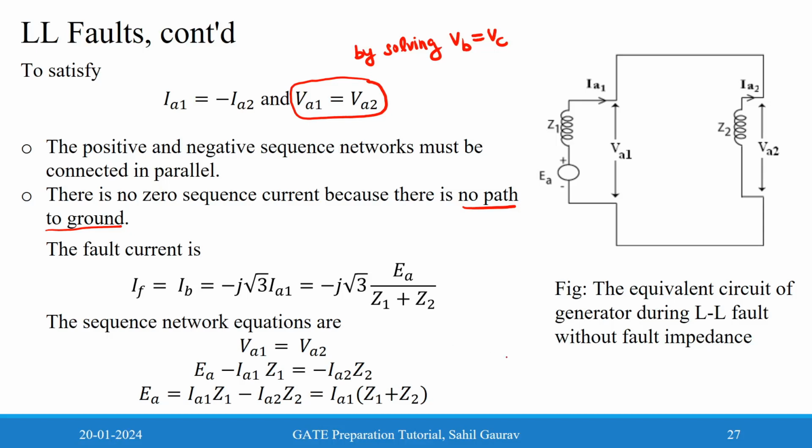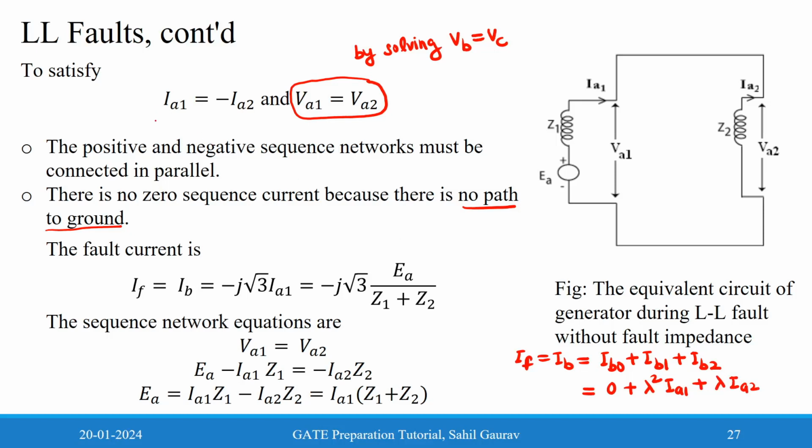So how are we going to find this? I will write some of the expressions so that you can see how we get it. IF is equal to IB. IB we can write in symmetrical components: IB0 plus IB1 plus IB2. No ground is there, so IB0 will be 0, IB1 will be lambda square IA1, and IB2 will be lambda into IA2.